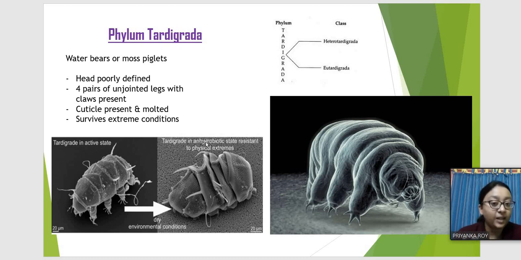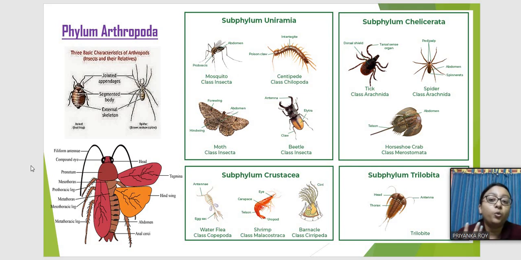So it means that the tardigrade is in an anhydrous state, a water-deficient state, and it starts looking like this. Therefore, they are organisms which can resist very extreme conditions, and they survive those conditions and do not easily die. So this phylum is known as phylum Tardigrada.